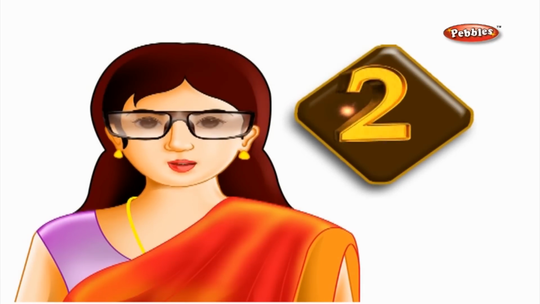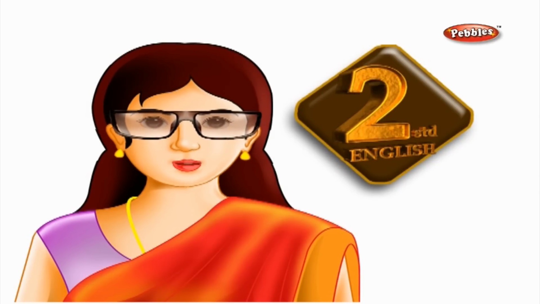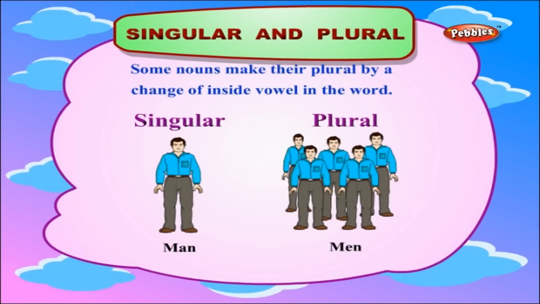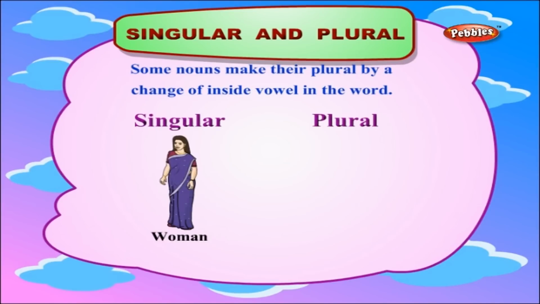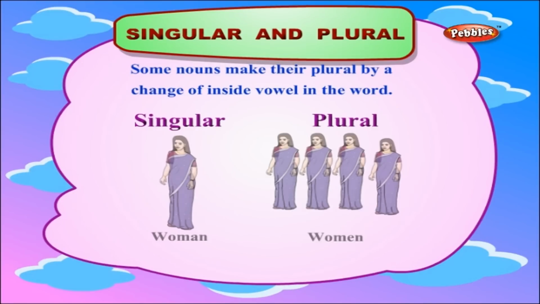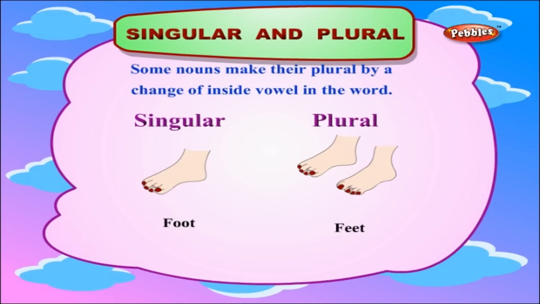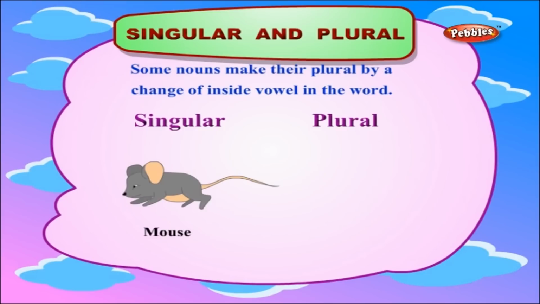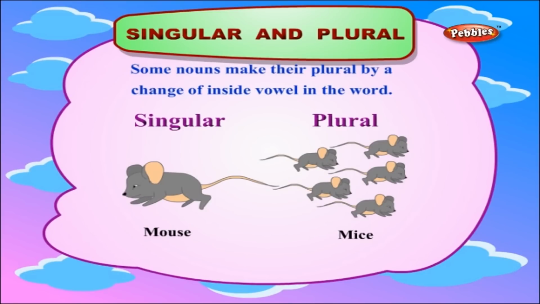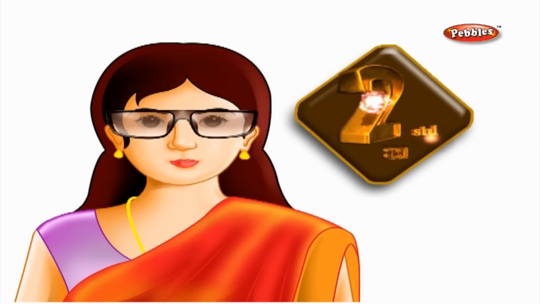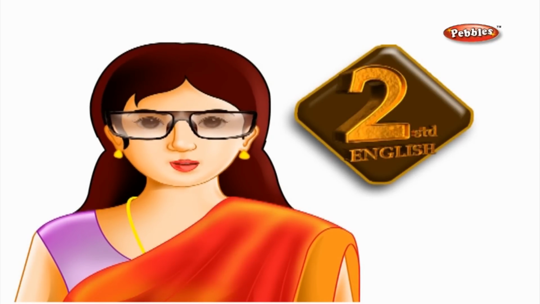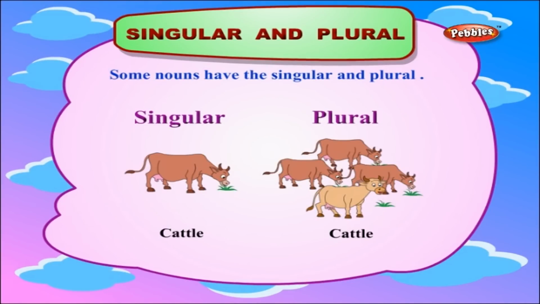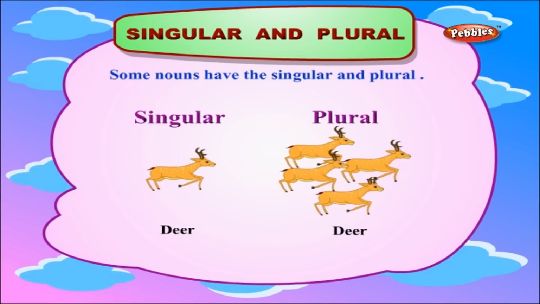Some nouns make their plural by a change of inside vowel in the word. For example, man, men; woman, women; foot, feet; goose, geese; mouse, mice. Some nouns have the singular and plural alike. Examples: sheep, sheep; cattle, cattle; deer, deer.